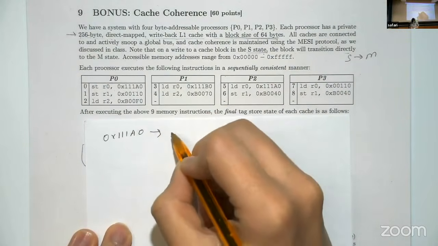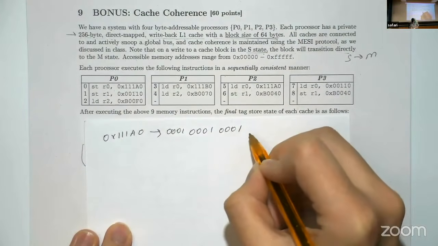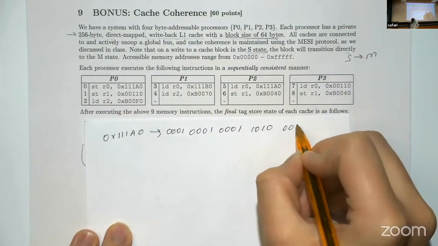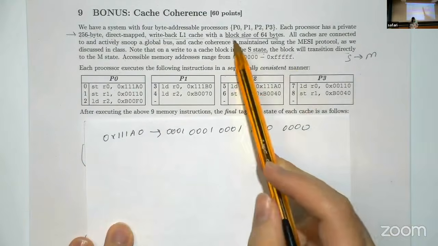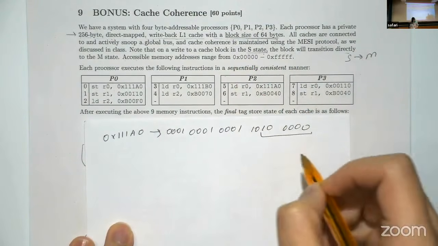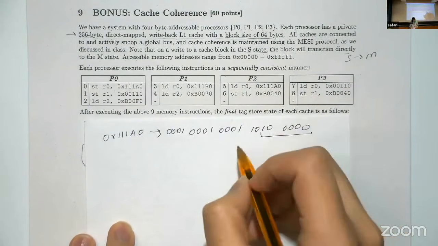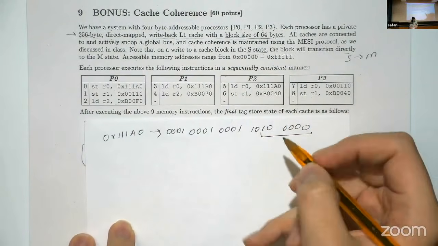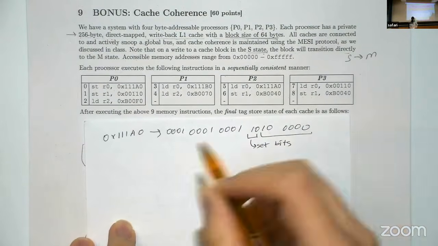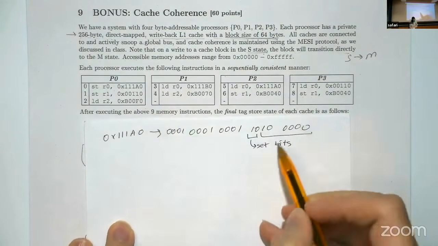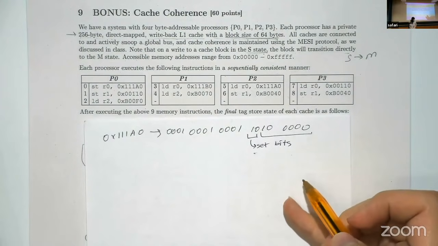Since we know the block size, we know that these 6 bits are used as byte offset, and we won't be using these for this exercise. Since we have 4 sets, the next 2 bits will be the set bits. So for each of these addresses, we need to determine the set bits so that we know where to put that cache block in the cache.